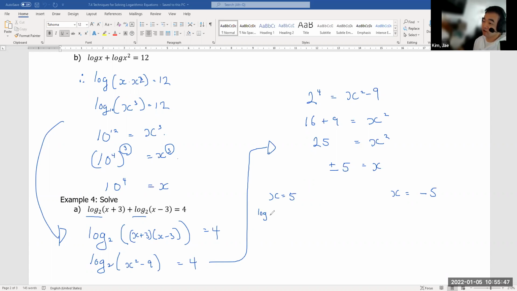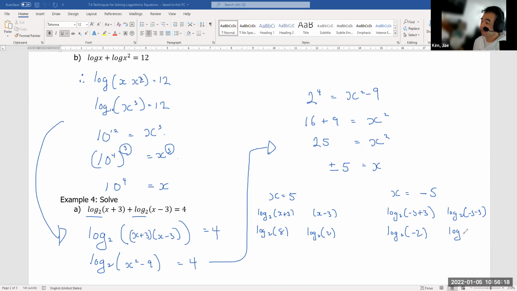Notice that log base 2 has x plus 3 as well as x minus 3 inside. If x was a 5, this would be log base 2 of 8, and this would be log base 2 of 2. It works. However, if I have a negative 5 in there, and a negative 5 here, what happens to the number inside the logarithm?